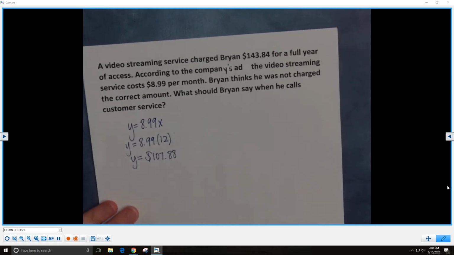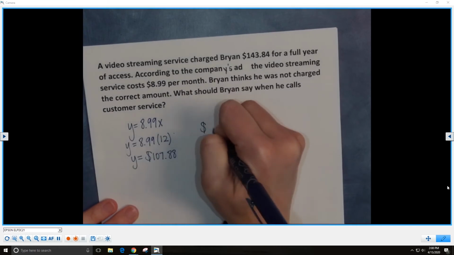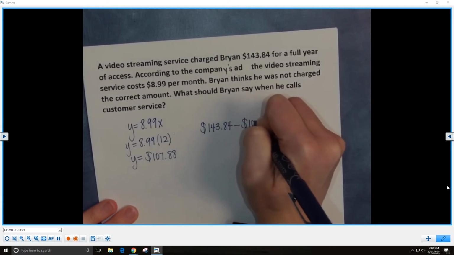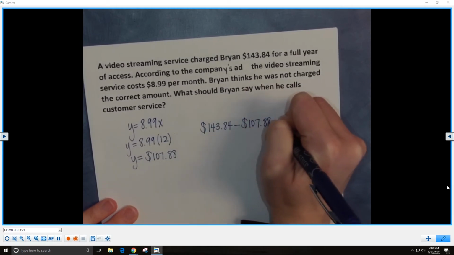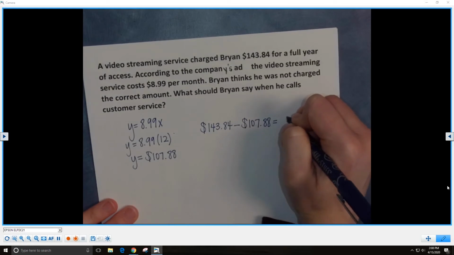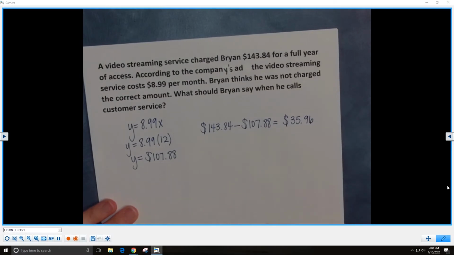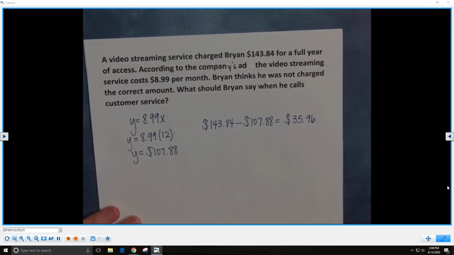Okay, so to calculate this refund, we have the amount of money that Brian was charged minus the amount of money that he should have been charged. And that leaves us with $35.96. So Brian should definitely tell the customer service that he would like a refund and that his refund should be $35.96. Awesome. Thank you for helping me out with that one. Here's another one.